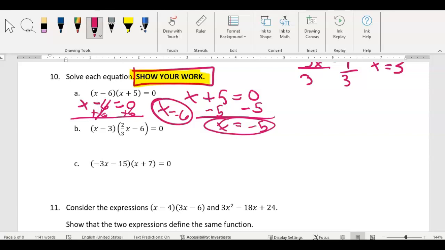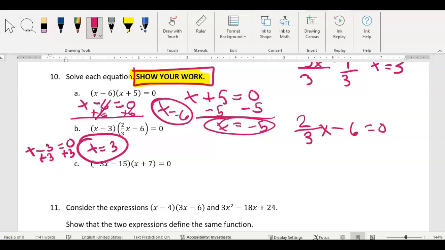Let's try the next one. X minus 3 equals 0. I'm going to add 3 to both sides, so we get x equals 3. Our next one, 2/3 x minus 6 equals 0. Now, a lot of times when you see fractions, it trips you up. So remember, a fraction here is multiplication and division, right? So we're going to do inverse operations, and we're going to start with this negative 6.